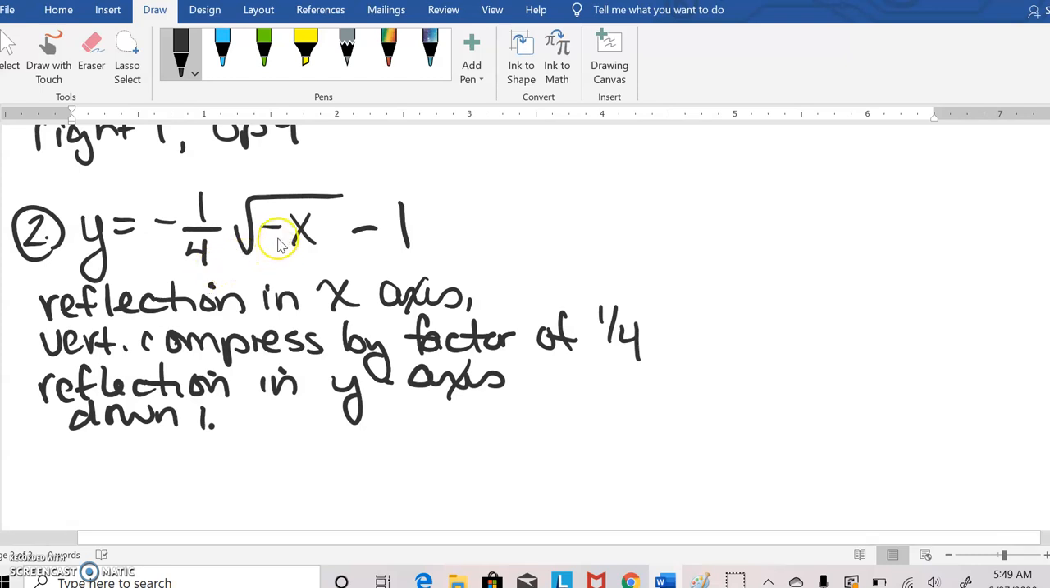If you notice, this negative here negates the x's. So if you take an x value and you negate it, that's a reflection in the y-axis. And then down 1.